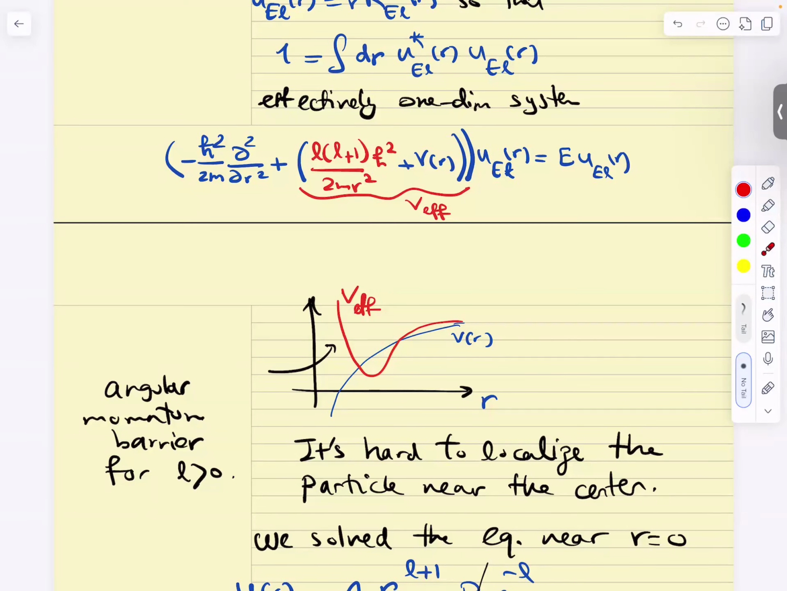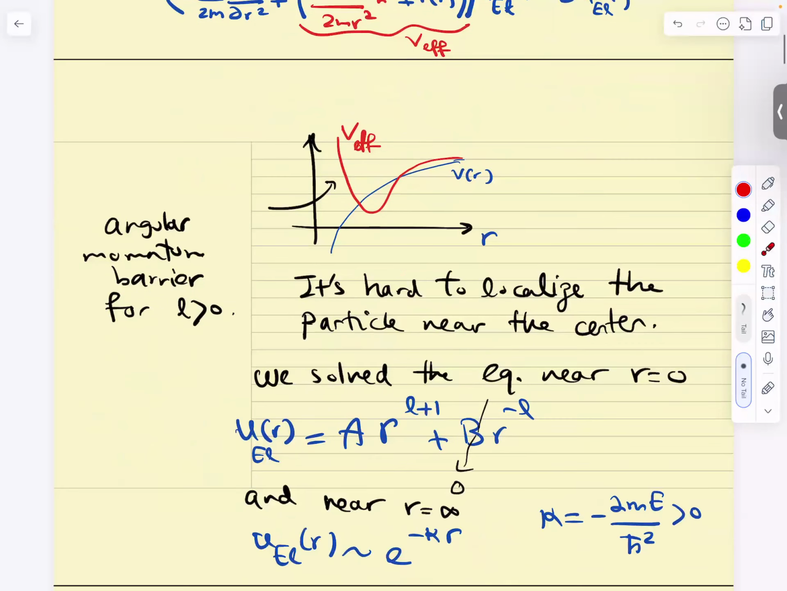And we explained the physics of this. Do you guys recall? It's called the angular momentum barrier. What's the physics of this? People usually refer to it, incorrectly, as a centrifugal force, right? Something that's spinning just moves away from the center. That's basically the minimum of the potential being moved away.